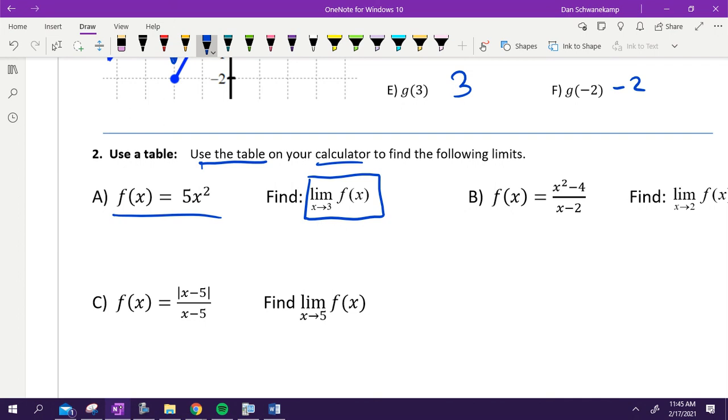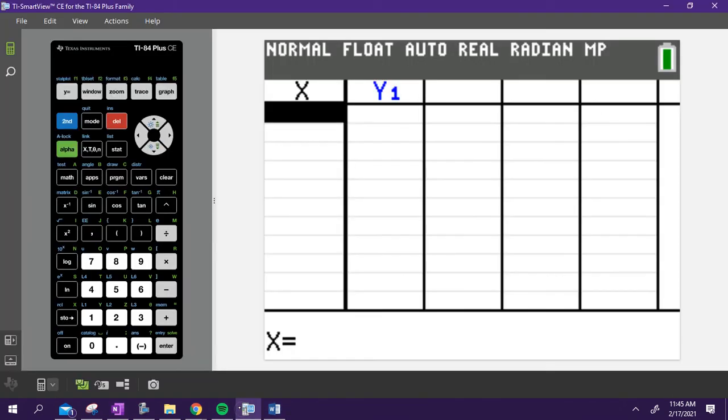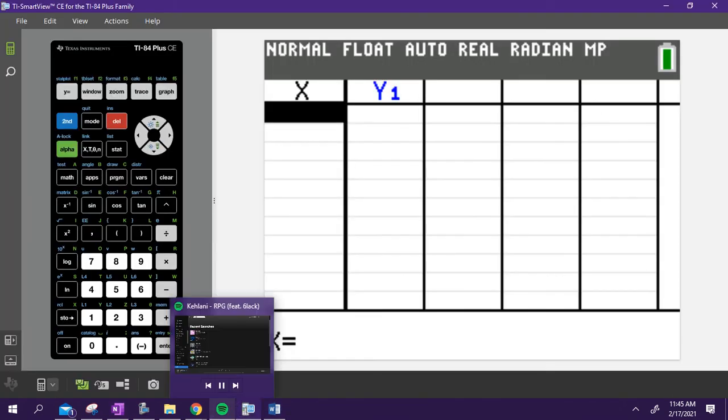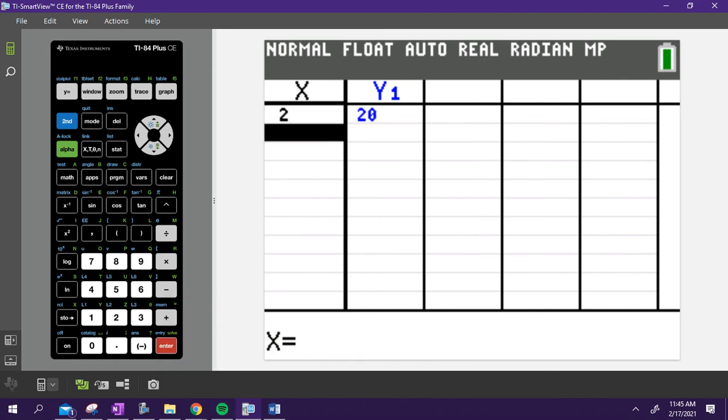So what do I need to do to find the limit as x approaches 3? What kind of numbers do I need? Around 3. So I need numbers less than 3, numbers bigger than 3. What's a number less than 3? 2. Great. Plug in 2. I get 20. But I need to be closer than just 2.